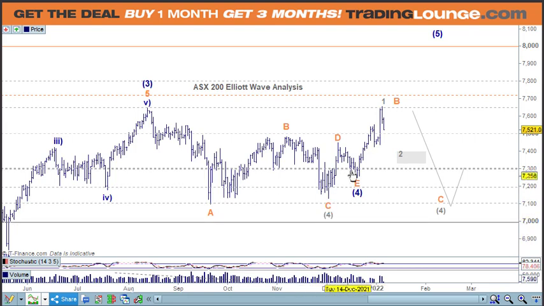This move going up here is a little bit tricky to count as 5 waves. We can push it into 5 waves, so we can go 1, 2, 3, 4 and 5 here and have that as wave 1 and come back for wave 2 at that point.